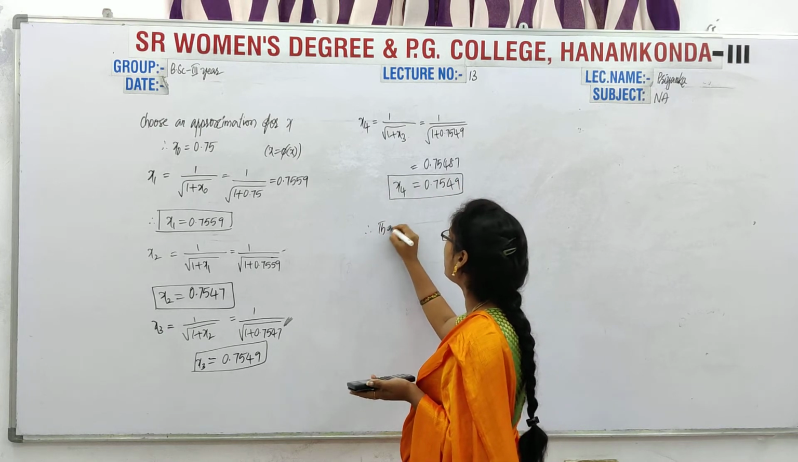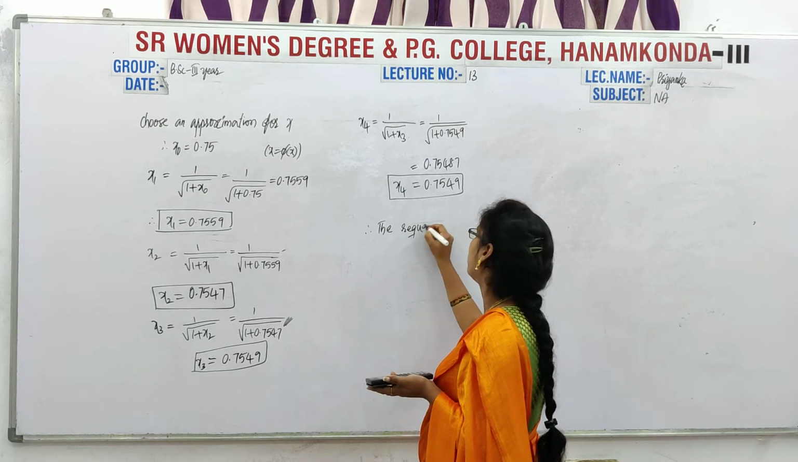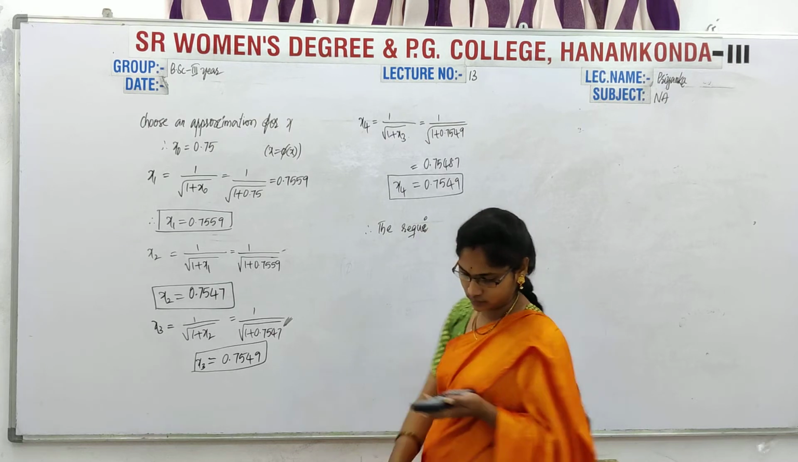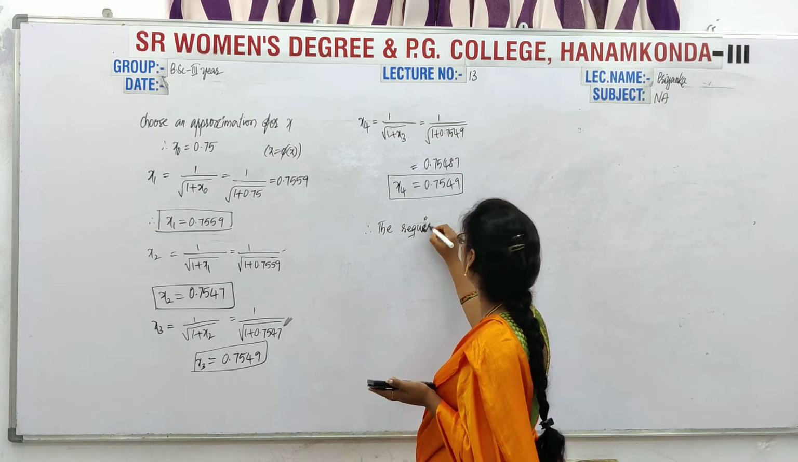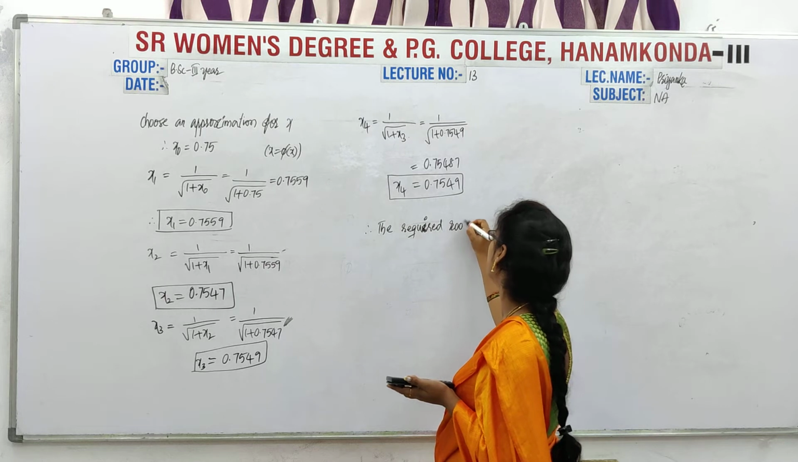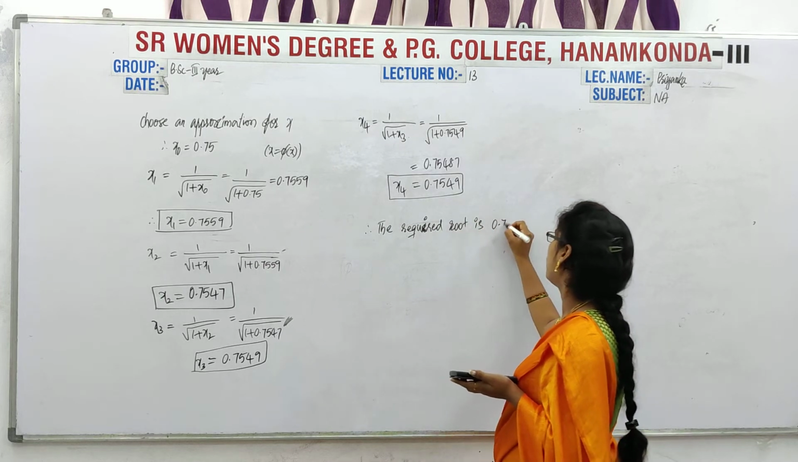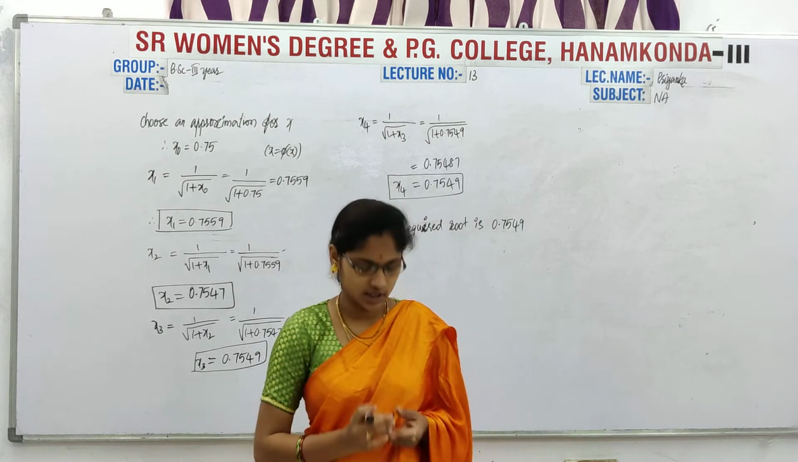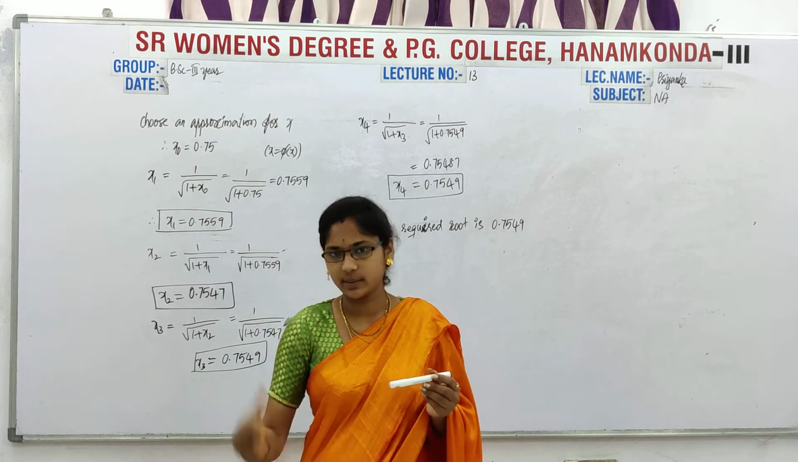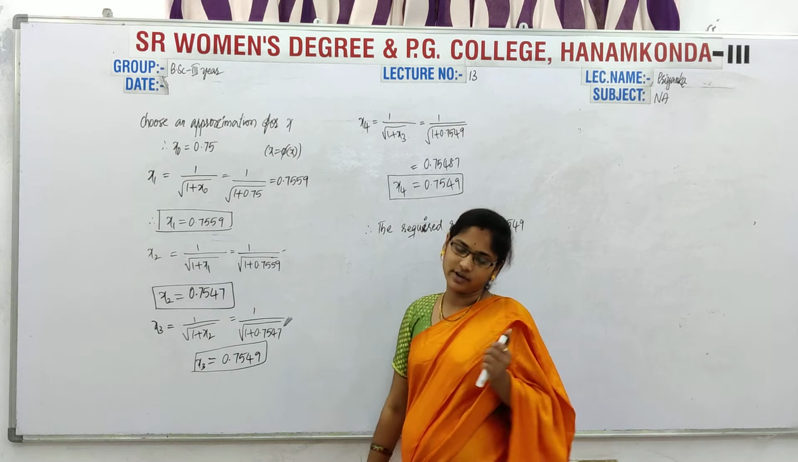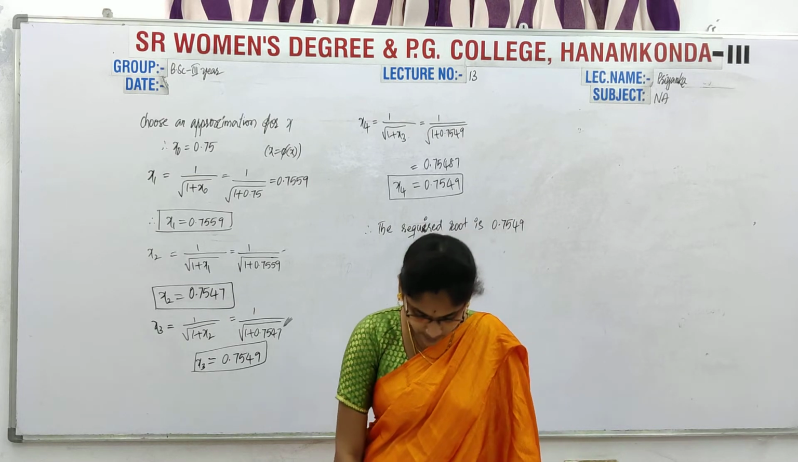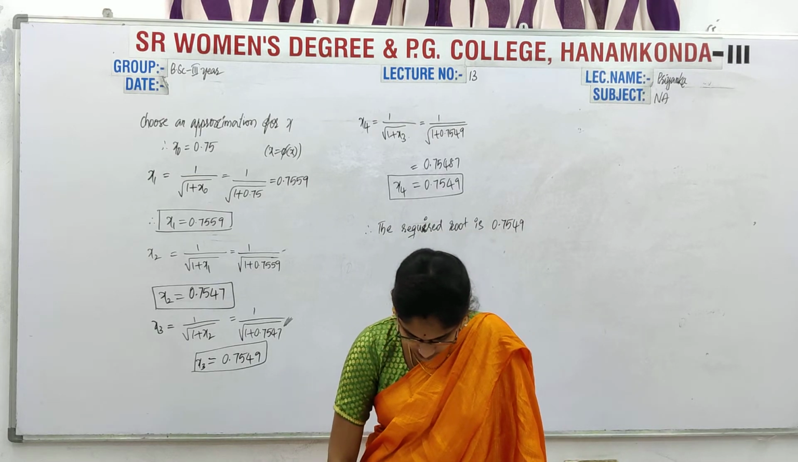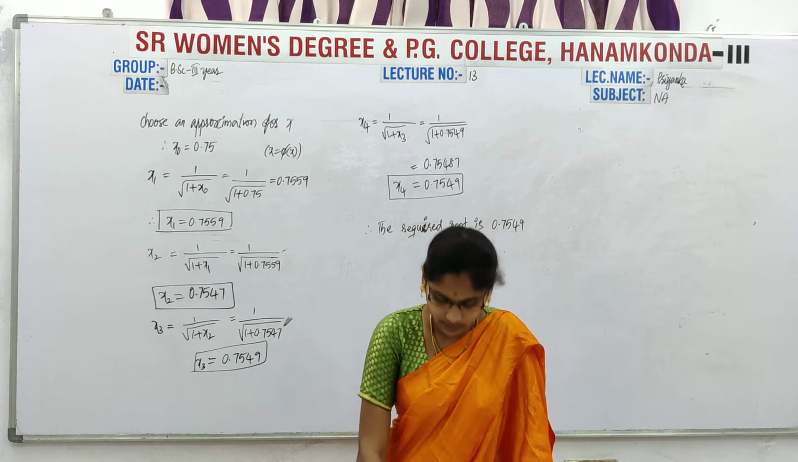Therefore, the required root is 0.7549. Now what is the meaning of this iteration method? We just have to put the previous values in phi of x. That's it. Then we will get the new values. So now next write down. We have another problem.